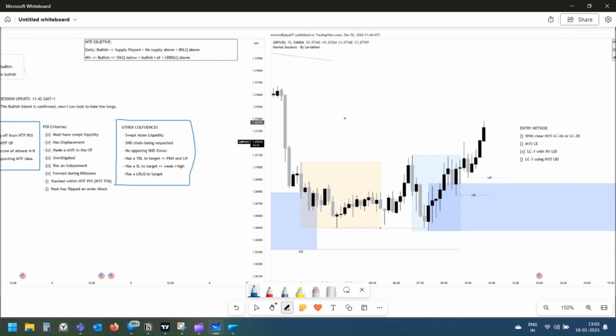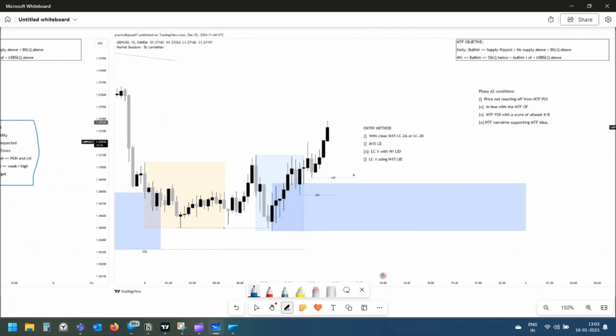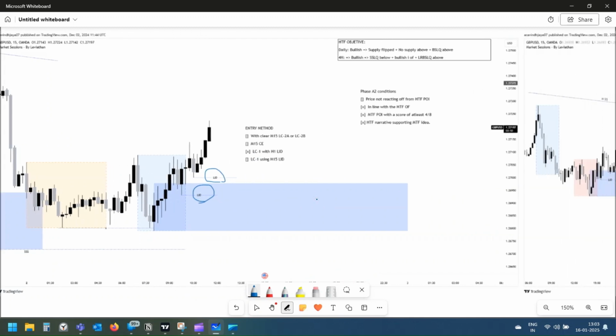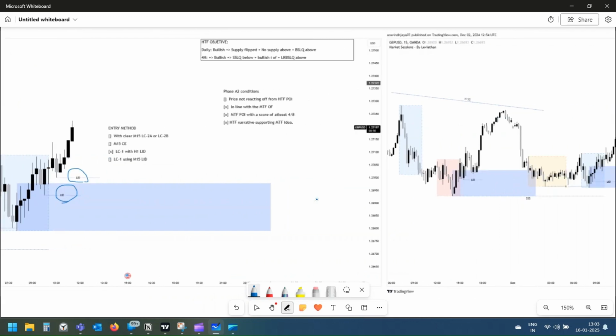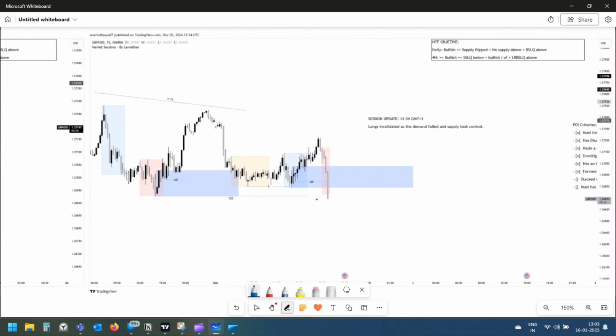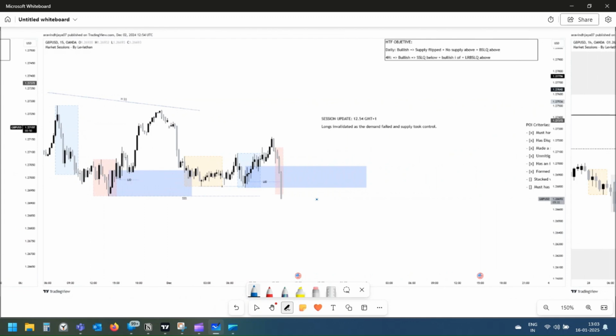So the entry method is LC1 with H1 lid. So there is a lid here and there is also a lid here. So whichever lid the price takes first and mitigates into the POI, I'll just take them. But unlike the EU, which gave me a fake reaction, GU was better, because it did not give me any fake reactions, and it just started to rally down and invalidated the POI.